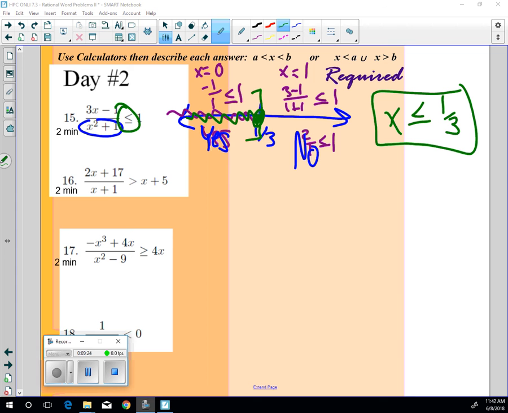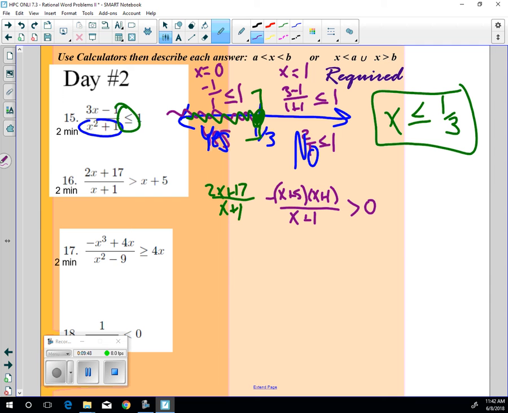So what you can do with that is write 2x plus 17 over x plus 1, and then subtract x plus 5 times x plus 1 over x plus 1. Then this is going to be greater than 0, right? So then you get a common numerator and do all the stuff that we did before. It is way easier to get 0 on the right side, because then all you have to do is check: if it's positive, it works. If it's negative, it doesn't work.